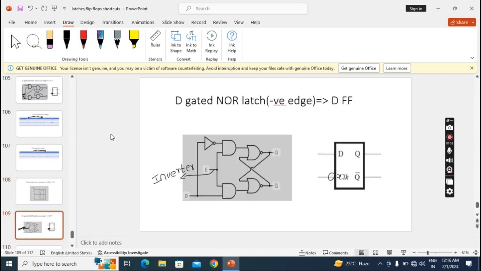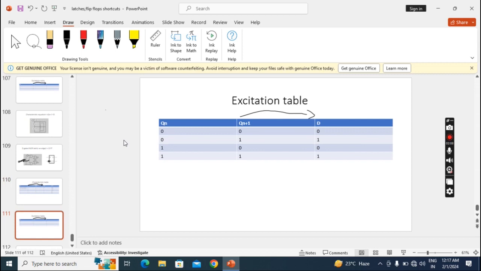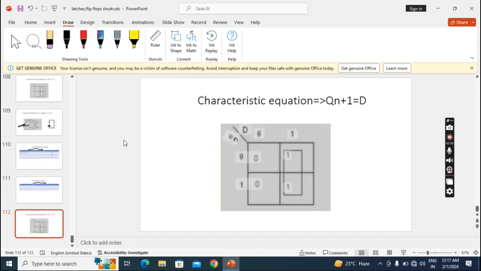Characteristic equation same. Now with negative edge, NOR latch part, D flip-flop. The logic diagram will change. Then the symbol will be the same. The characteristic table will be the same. The excitation table will be the same. The characteristic equation will be the same.